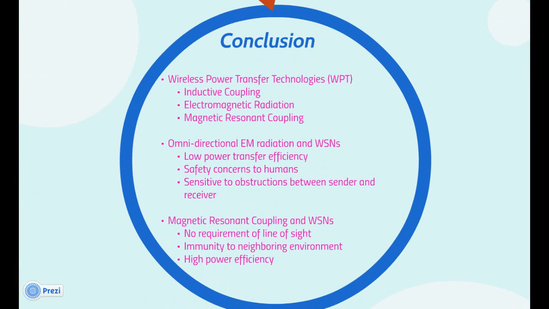In summary, we briefly talked about the history of wireless power transfer and the three technologies that have been in use over the years. On top of that, we have also pointed out the limitations and possible applications. Although omnidirectional electromagnetic radiation may be viable, it is shown that magnetic resonant coupling is clearly the favorite to provide energy needs for the wireless sensor network.